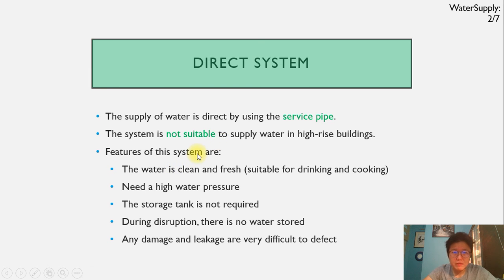And what are some of the features of a direct system? Water is clean and fresh, obviously, because it comes straight from the main, right? It needs a high water pressure. There's no storage tank required. If there's a disruption, there's no water stored. So if the main is cut off for whatever reason, then you have no water supply. And any damage or leakage can be difficult to detect, obviously.